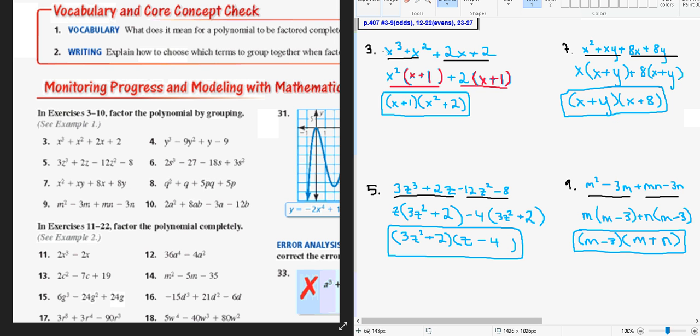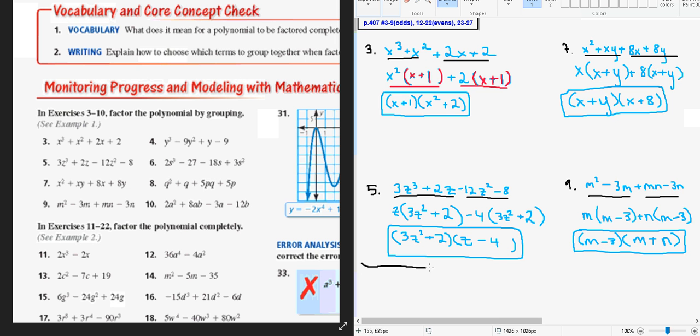All right, so that was 3 through 9. We just have two more little sections of problems to go here, 12 through 22 evens and 23 through 27. I realize this is a lot of homework, but I really needed you to practice this a lot, so I apologize for giving you so much homework, but please hang in there. Thank you for all of you that are putting in the time and the effort.